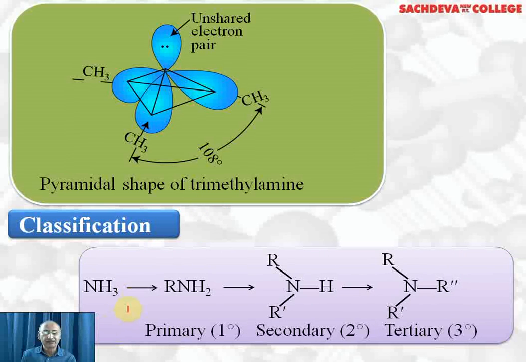Classification. We classify amines into three categories: primary amine, general formula RNH2; secondary amine, general formula R2NH. This R and R dash can be different. And tertiary amines, where one nitrogen is attached to three alkyl groups, and these three alkyl groups may be same or different. So in tertiary amines there is N, whereas in secondary amine there is NH, and in primary amine there is NH2.